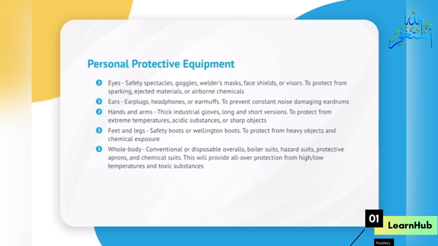Feet and legs: safety boots or Wellington boots. To protect from heavy objects and chemical exposure. Whole body: conventional or disposable overalls, boiler suits, hazard suits, protective aprons, and chemical suits. This will provide all-over protection from high or low temperatures and toxic substances.